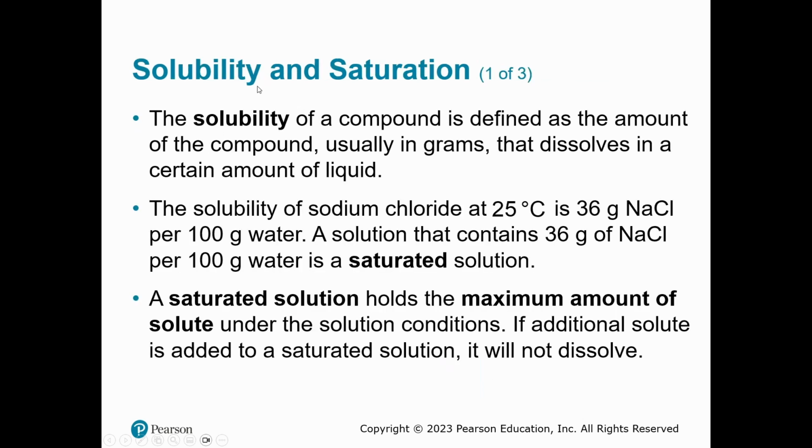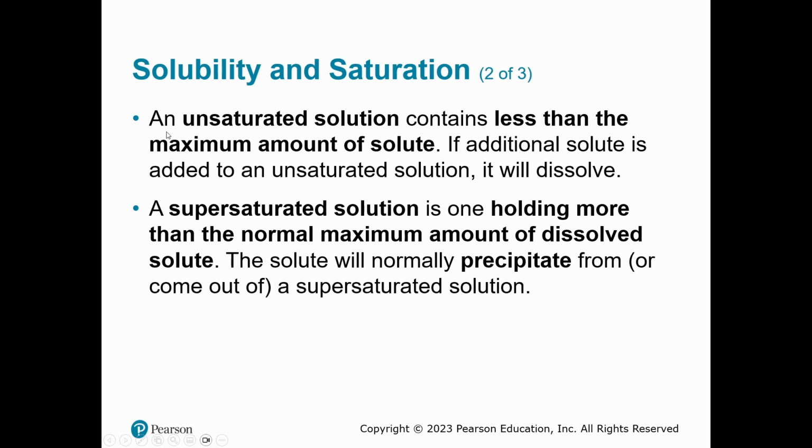Solubility is how much of something can dissolve at a given temperature. So at 25 degrees Celsius, we could put 36 grams of sodium chloride into 100 grams of water. Like I mentioned, if you put as much material or solute into a solvent as possible, we call that a saturated solution. This is the maximum amount of solute that you can put into a given solvent. This is a function of pressure and temperature, but since pressure doesn't really change much on Earth, we typically just think of it in terms of temperature. An unsaturated solution would be something that has less than the maximum amount.